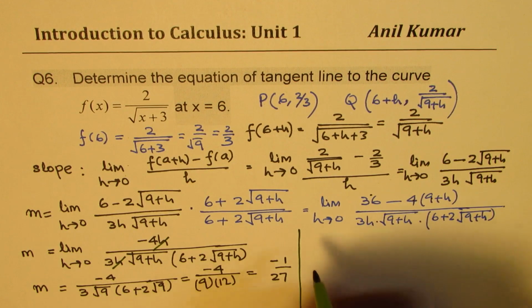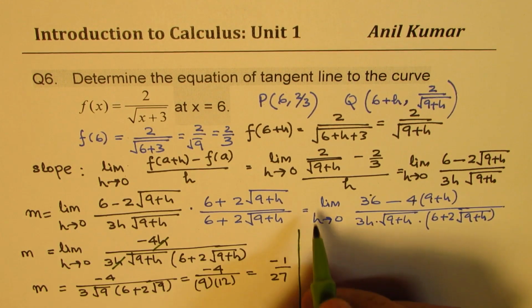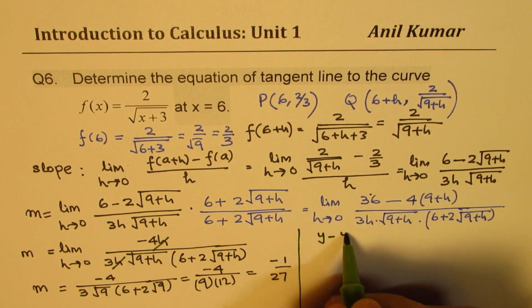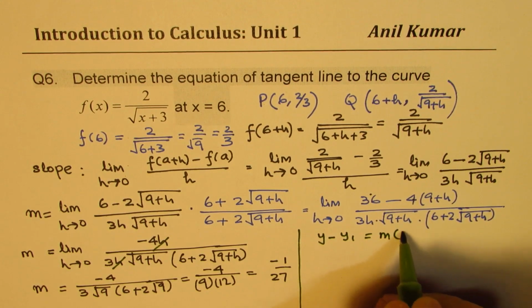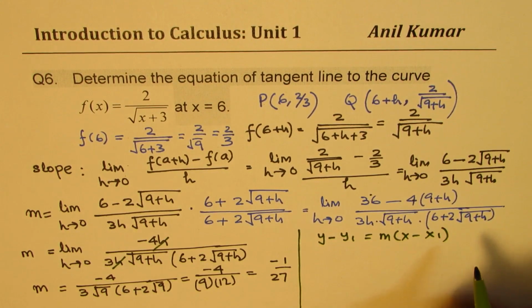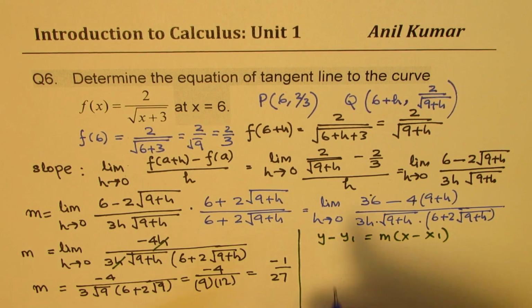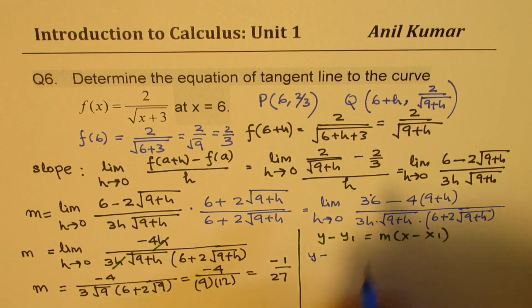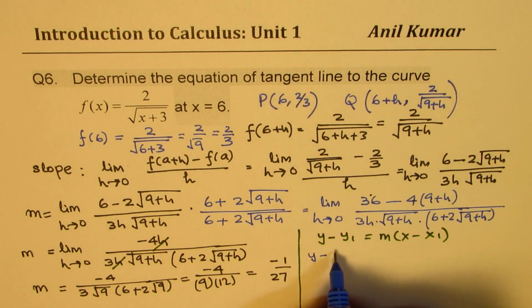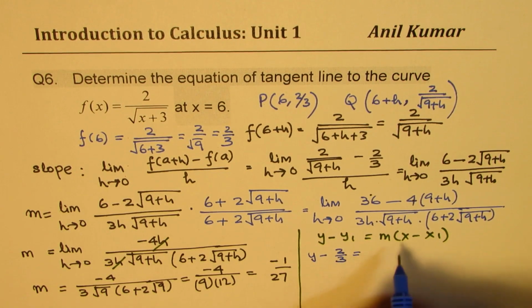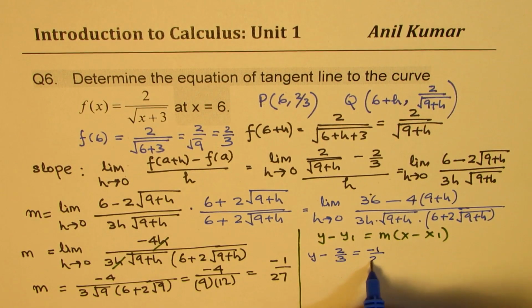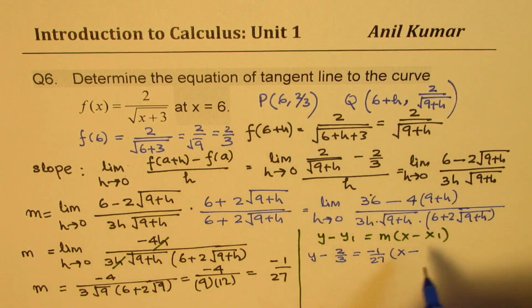Now what is the equation of the line? The equation of the tangent line will be y minus y1 equals m times x minus x1, correct? Using this, we can write down the equation now. So we have y minus y1, which is 2 over 3, equals m, which is minus 1 over 27, times x minus x1, which is 6. Correct? So that is how you get your equation.